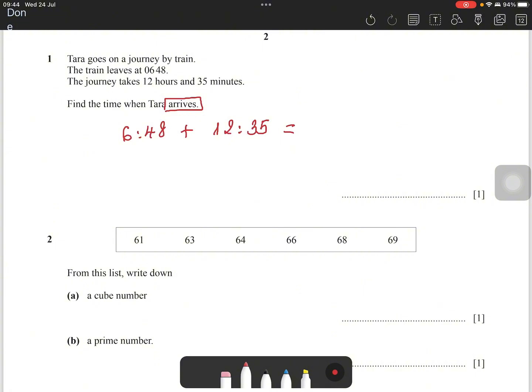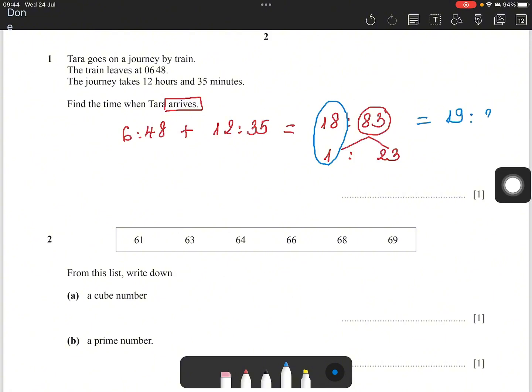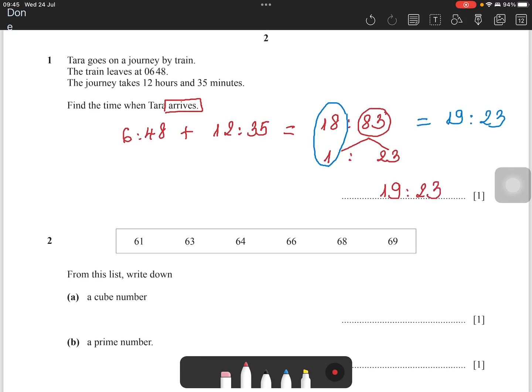So 6 plus 12 is 18. 48 plus 35 is 83, but we cannot write the minutes like this, so we'll split 83 minutes into 1 hour and 23 minutes. So 18 hours plus 1 more hour is 19. And then we have 23 minutes. And this is the final answer, 19:23.